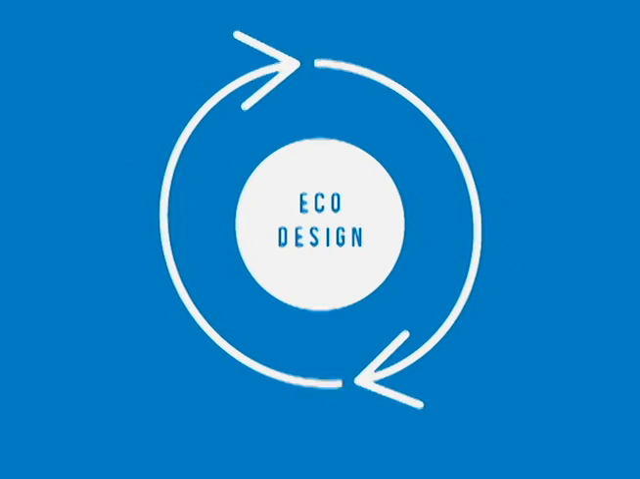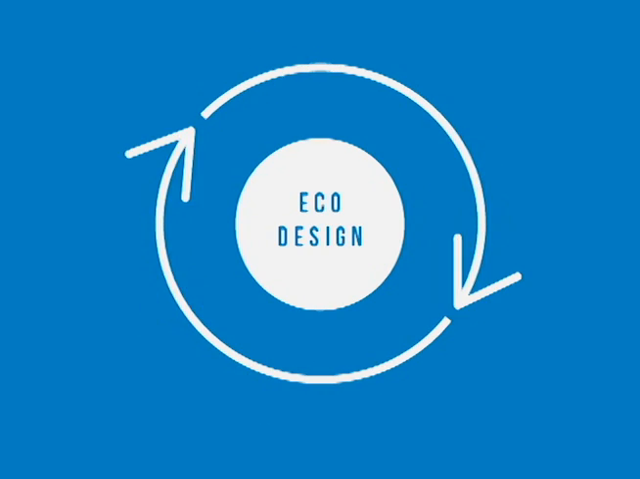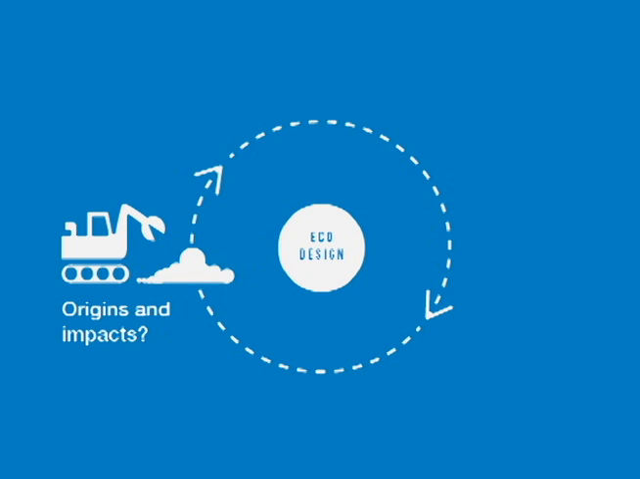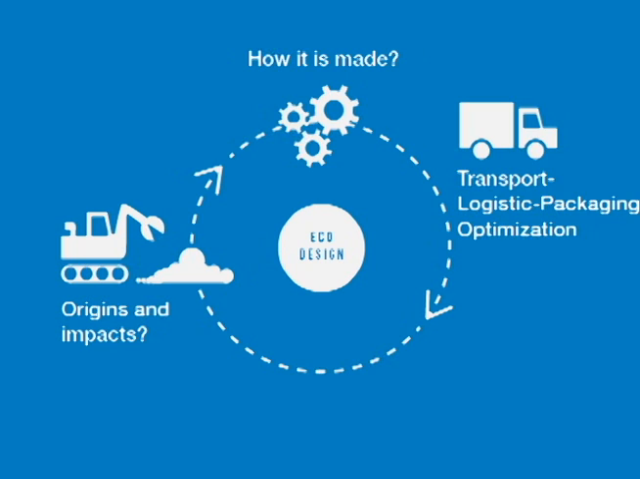And then when we enter eco-design, product life cycle management is a whole other thing. The life cycle of the product in eco-design is making sure that we know where the product's materials are coming from and what those impacts are, how the product is made, the fabrication, the transport, the logistics, the packaging, then the use phase, and then the end of life phase.